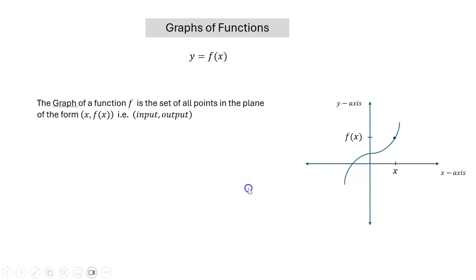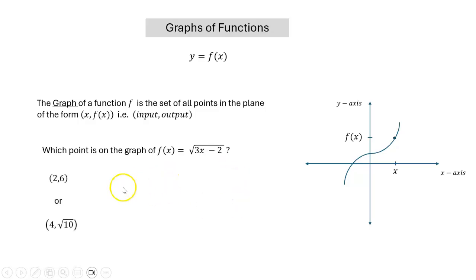So, for example, I'm going to ask you a question. Which point is on the graph of f of x equals square root of 3x minus 2? (2, 6), or (4, square root of 10). One of those is on the graph, one of them is not. Now, we don't have the benefit of the graph. We're not even considering what the graph looks like. But just analytically, which of these is on the graph and which is not? I'll give you just a moment, pause the video, and see if you get it right.